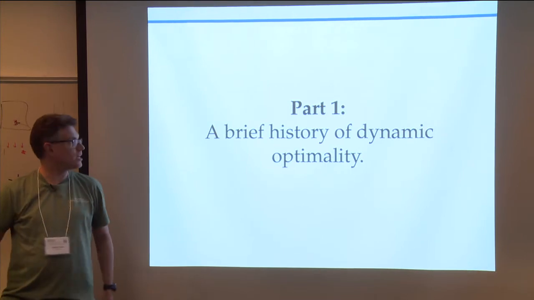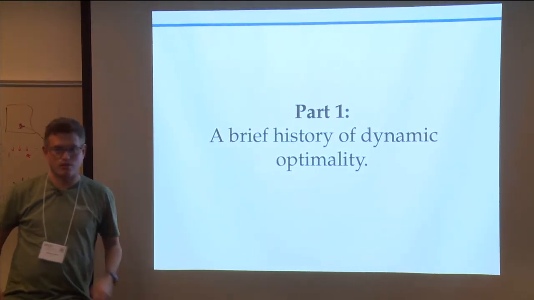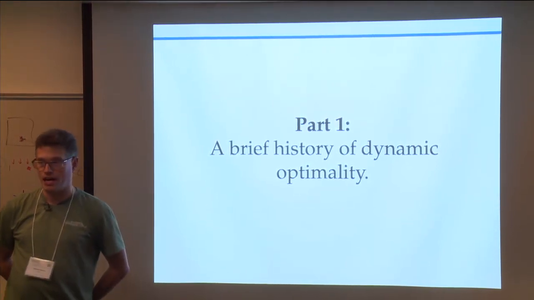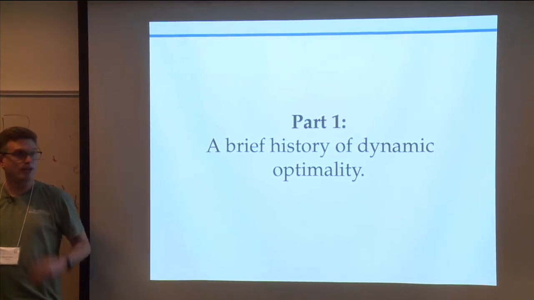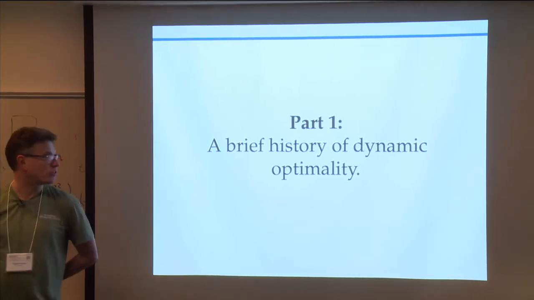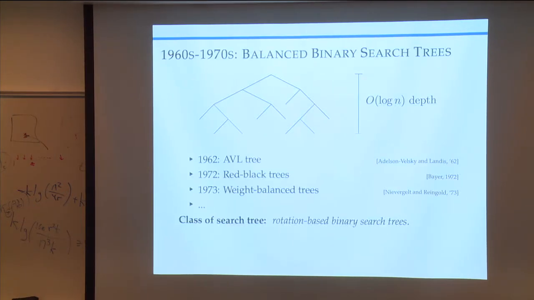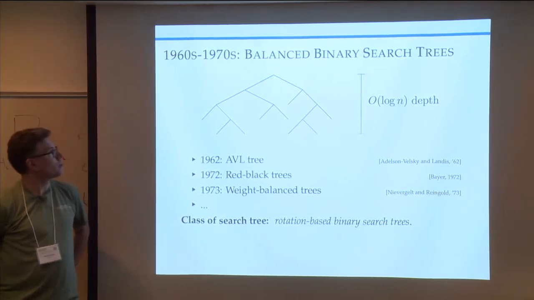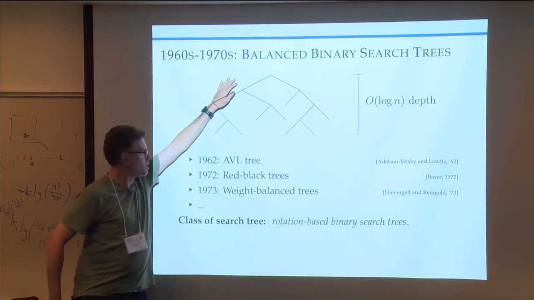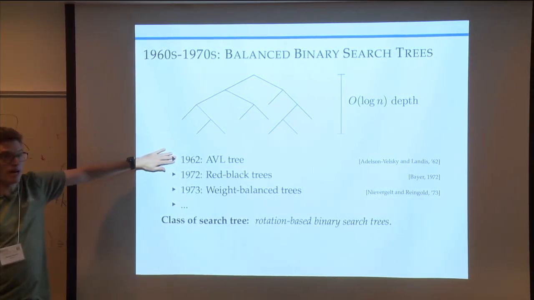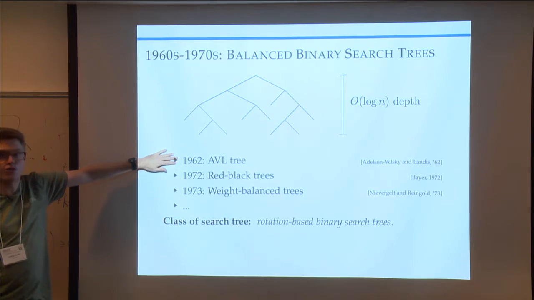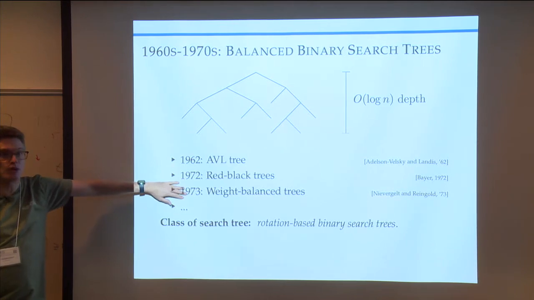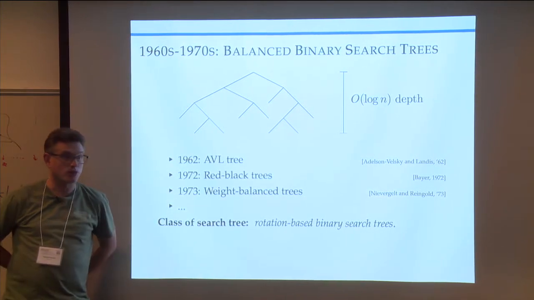Okay, so I'm going to begin with just a brief introduction to standard dynamic optimality. And if we're going to talk about standard dynamic optimality, the first thing I need to do is say what a search tree is. So this is a little bit of the history of balanced binary search trees. I think the first balanced binary search tree was the AVL tree in 1962. Later on came red-black trees, weight-balanced trees, and much later data structures like treaps.